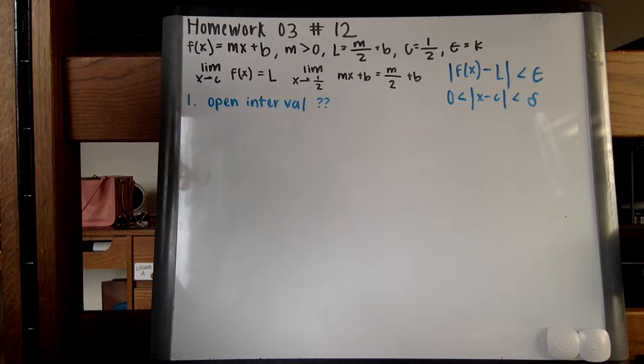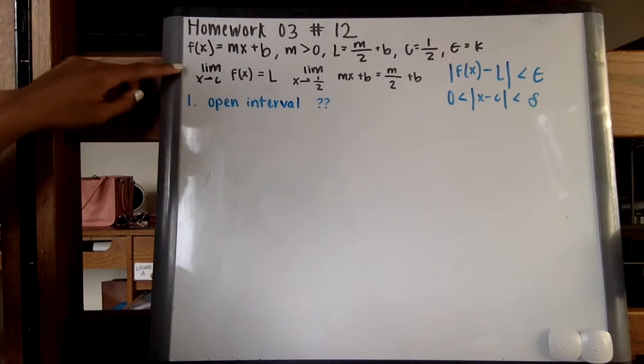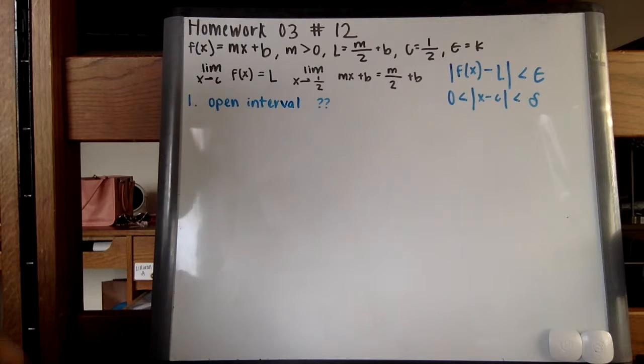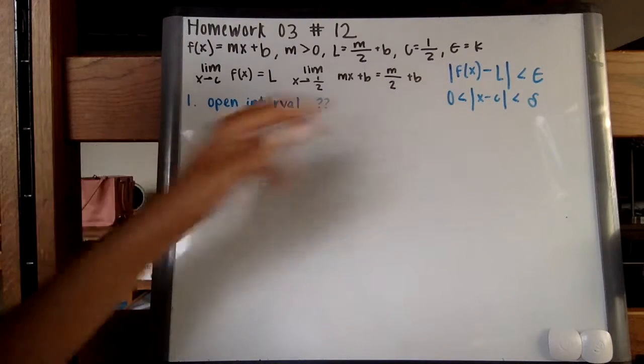Based on the definition of a limit, we know that f of x is defined on an open interval about c, and for every number epsilon greater than 0, there is a corresponding number delta greater than 0. It's set up as the limit as x approaches c of f of x equals L. So our limit as x approaches 1/2 of the function mx plus b is equal to m over 2 plus b, and these things need to hold true.